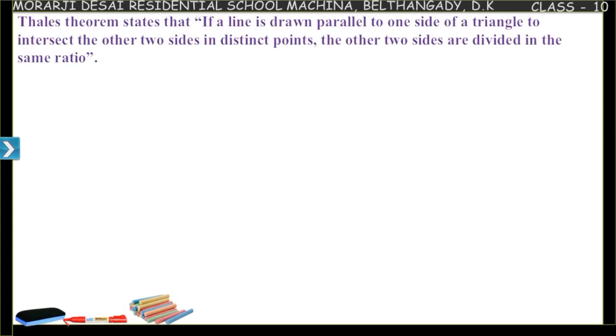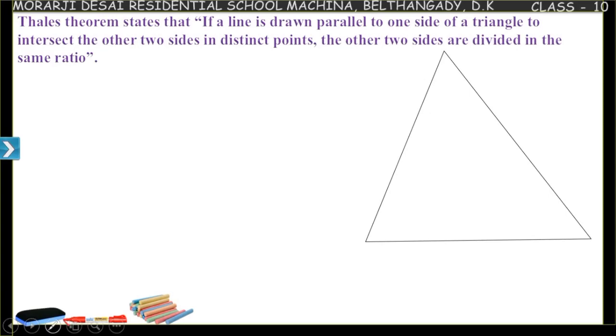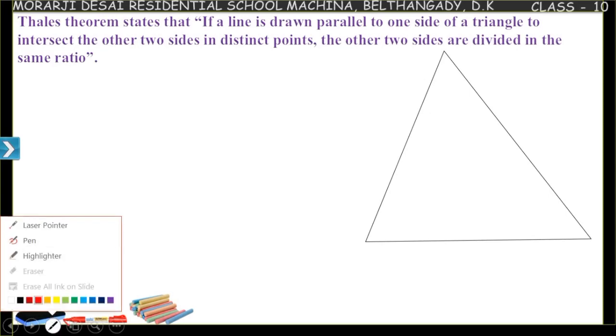Thales theorem states that if a line is drawn parallel to one side of a triangle to intersect the other two sides in distinct points, then the other two sides are divided in the same ratio. Understand this statement? If a line is drawn parallel to one side of a triangle to intersect the other two sides in distinct points, then the other two sides are divided in the same ratio. This is known as Thales theorem or basic proportionality theorem.